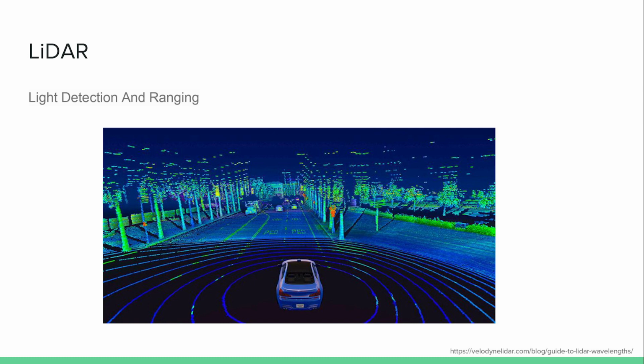LiDAR stands for Light Detection and Ranging. It's a type of system that is usually used to obtain depth information for large-scale scenes. How it works is by sending a short laser pulse and recording the time lapse between the outgoing laser pulse and the detection of the reflected laser pulse.